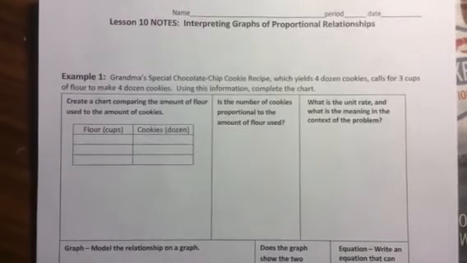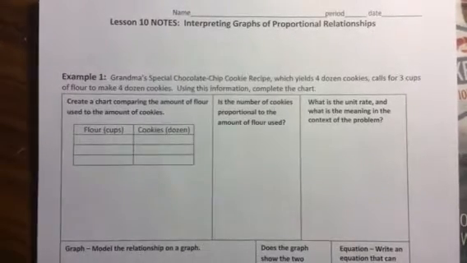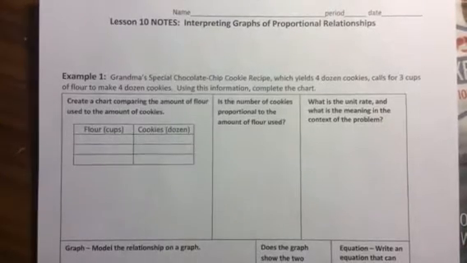Alright, this is lesson 10, interpreting graphs of proportional relationships. This is the last section before we take our quiz. And the first example says Grandma's special chocolate chip cookies recipe, which yields 4 dozen cookies, calls for 3 cups of flour to make 4 dozen cookies. Use this information to complete the chart.